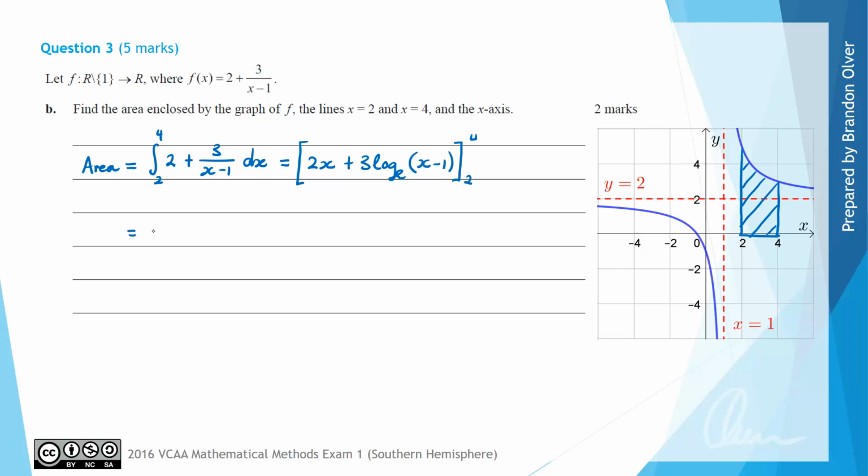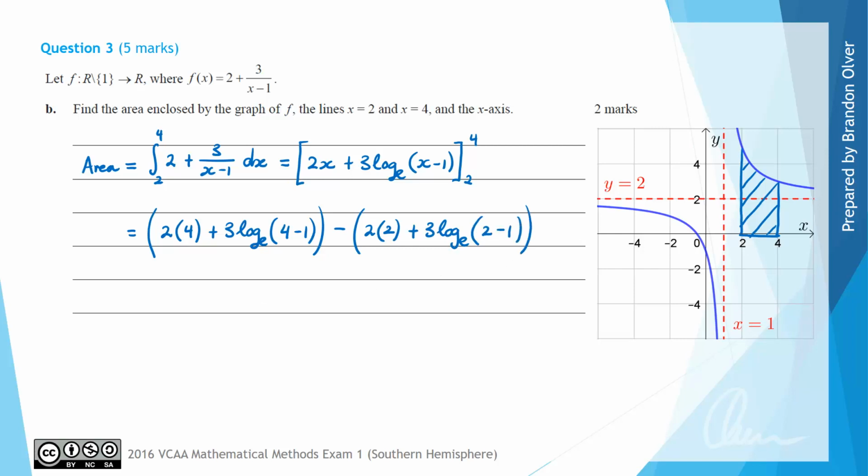So this area is going to equal, and substituting in the upper terminal of 4 is going to give us 2 times 4, which is the 2x, plus 3 times log e, and we're going to have 4 subtract 1 in the brackets, and then we're going to subtract away the antiderivative with the lower bound of 2 substituted in. So we're going to have 2 times 2 in there, we're going to have plus 3 log e, and inside here we'll have 2 subtract 1.